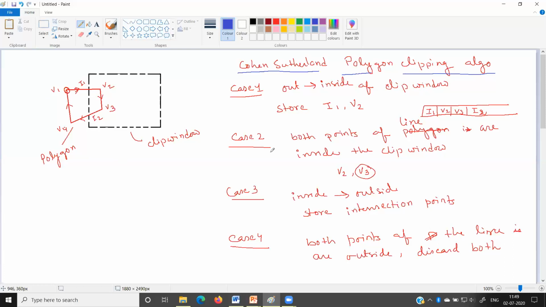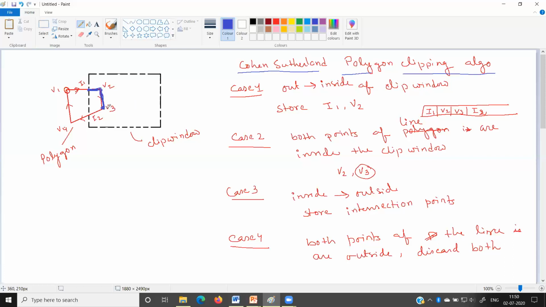Okay, so this is all about the Cohen-Sutherland polygon clipping algorithm. For this example, as you are moving from V1 to V2, V1 is outside of the clip window and V2 is inside. So in that case, I need to store the intersection point I1, and along with that I have to store V2. So I need to store this particular line segment. Then while we are moving from V2 to V3, both points are inside of the clip window, so I need to store only the second one. That means I need to store V3. So we are storing this line segment.